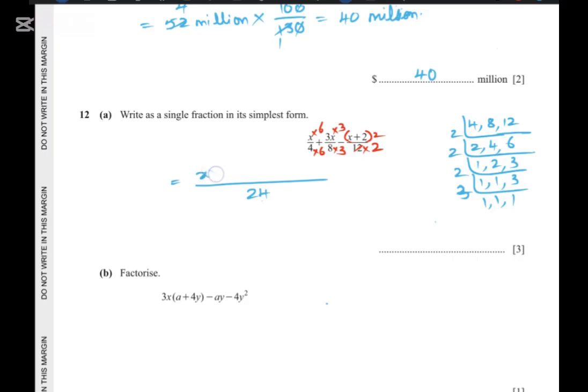So here x into 6 plus 3x into 3 minus x plus 2 into 2. That will be 6x plus 9x, and minus into the bracket, it is minus 2x minus 4, by 24. So 6x plus 9x is 15x. 15x minus 2x is 13x. 13x minus 4 by 24 is the answer.